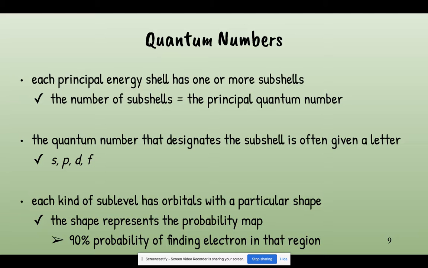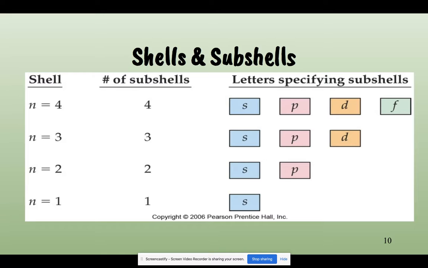Each sublevel, so the S sublevel or P sublevel or D sublevel or F sublevel, has orbitals within that with a particular shape. That shape represents a probability map where there's a 90% chance that you're going to find electrons in that region. So S orbitals look a certain way, P orbitals look a certain way, D orbitals, and then F orbitals look a certain way. Essentially how that's organized is here.